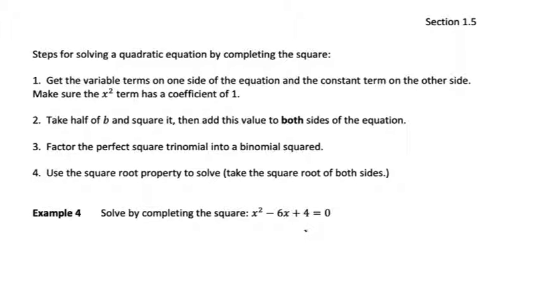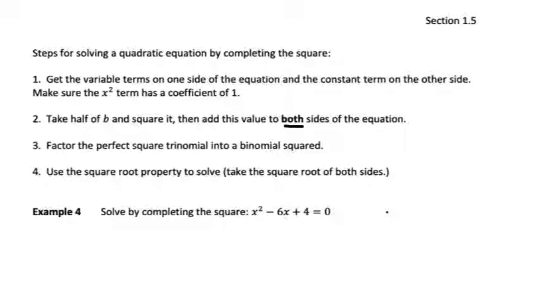Our x squared term should have a coefficient of 1. You can use completing the square if it doesn't have a coefficient of 1, but it's a little bit more complicated. And so we aren't going to see any of those problems in this class. Step 2 is to take half of b and square it. Add this value to both sides of the equation. Keyword is both. And then step 3 is to factor the trinomial into a binomial squared. Then we're going to use the square root property to solve.